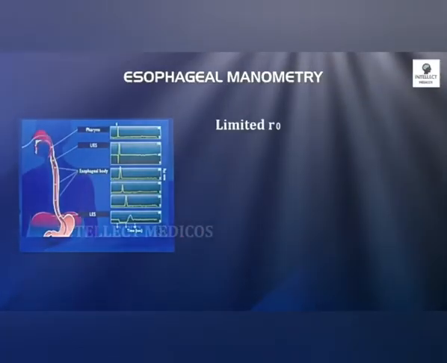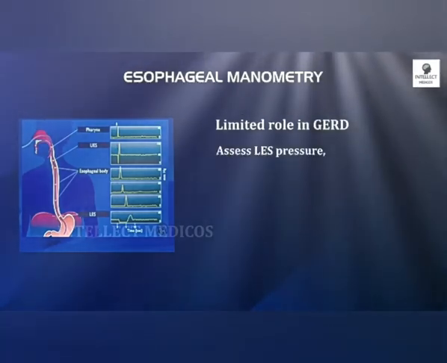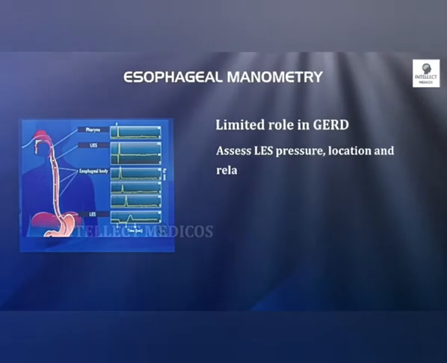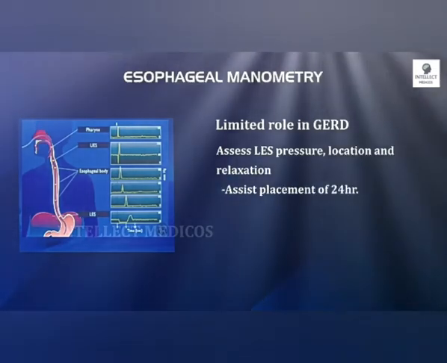The next test is esophageal manometry. It has a limited role in GERD. It assesses LES pressure, location, and relaxation. It also assists placement of the 24-hour pH catheter.